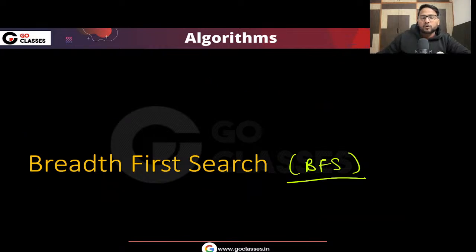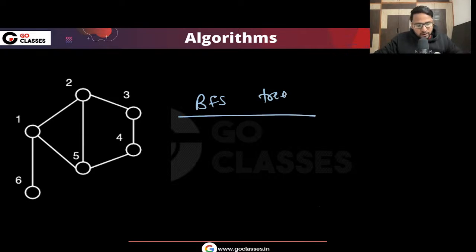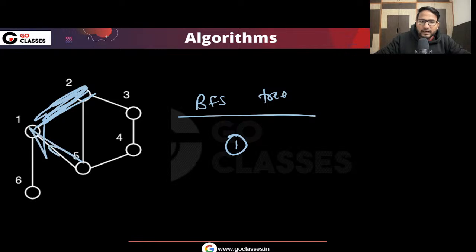So let's just quickly first understand what is BFS and how it is working, right? For example, this graph is given to you. Now if I ask you that can you draw the BFS tree of this graph, then can you draw this? Which means you can start with one of the vertices. Let's suppose for example I'm starting with this one. Then you go to all the neighbors of this one. So 2 is the neighbor, 5 is the neighbor, and 6 is the neighbor.